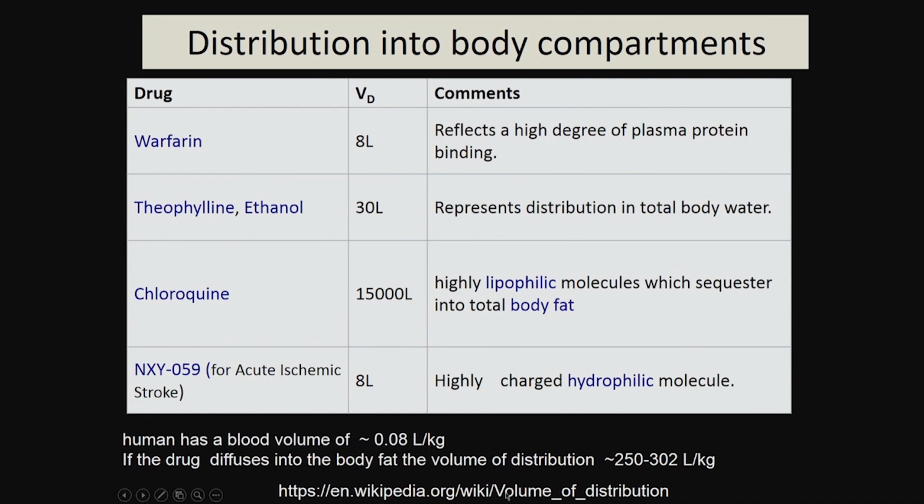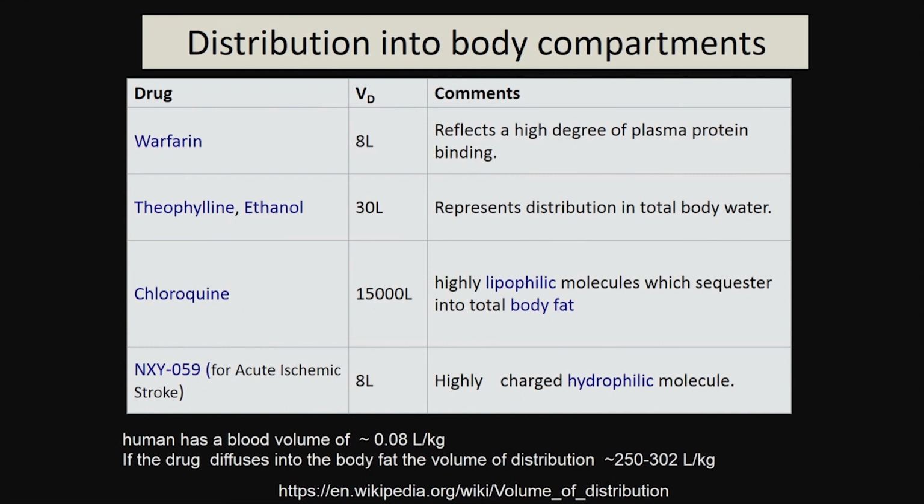So approximately a human has a blood volume of 0.08 liters per kg. Okay, so if somebody is about a 60 kg person, he or she will have about 5 liters. If the drug diffuses into the body fat, then the volume of distribution goes up to almost 250 to 300 liters per kg. As you can see here, if a very small molecule can diffuse into the fat and so on, the volume increases dramatically, and the C naught also will drop dramatically. So as you can see here, almost 3000 times like that, you know.